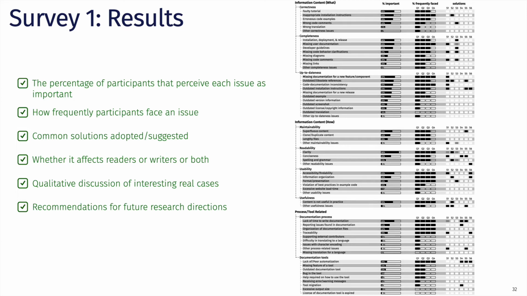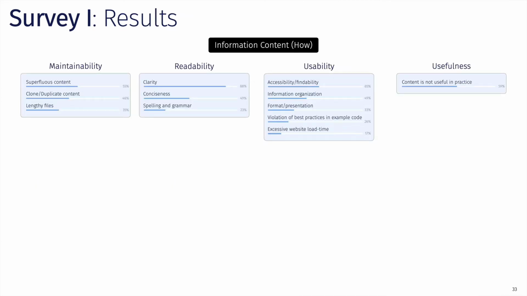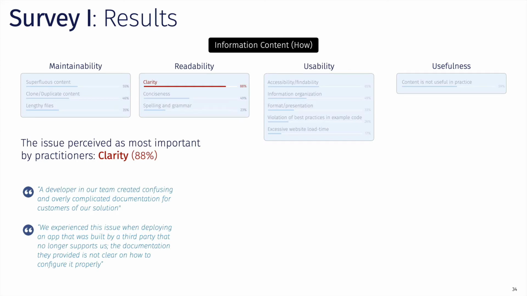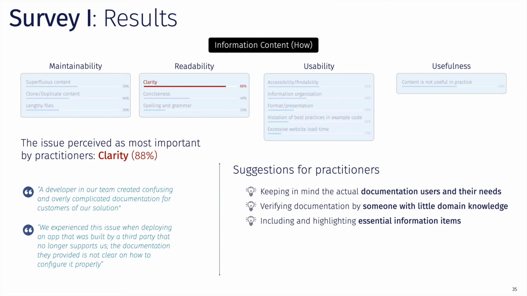As an example of our discussions, let's take a look at second group of issues related to the way documentation content is written or organized. We found documentation clarity is the issue perceived as most important by practitioners as it affects them in many ways. Taking documentation users and their needs into consideration when writing documentation, verifying documentation by someone with little domain knowledge, and including and highlighting essential information items in documentation were among proposed solutions shared by practitioners.